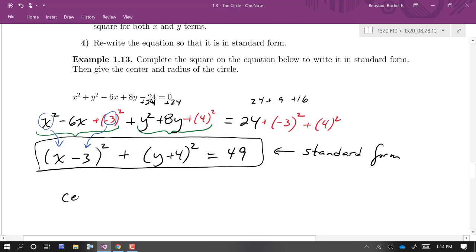What's the center? 3. Negative 4. Yeah. And the radius? 7.